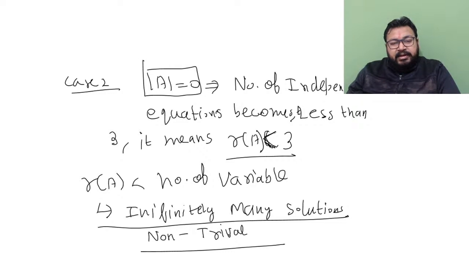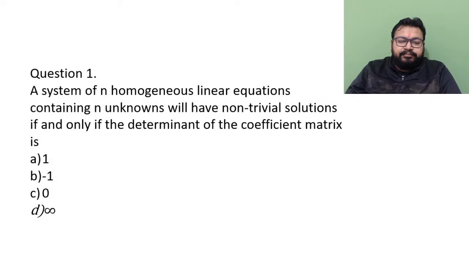The question asked: for a given homogeneous system with n equations and n variables, what will the value of the determinant be if we want a non-trivial solution? The value of the determinant will be 0. If the determinant is 0, the number of equations will be less than the number of variables, and ultimately infinitely many solutions exist, and the solution is known as a non-trivial solution. So the correct option is determinant equals 0. Option number C is correct.